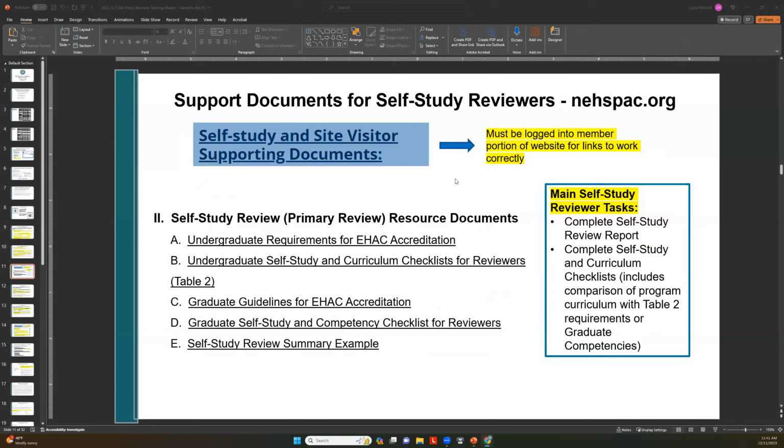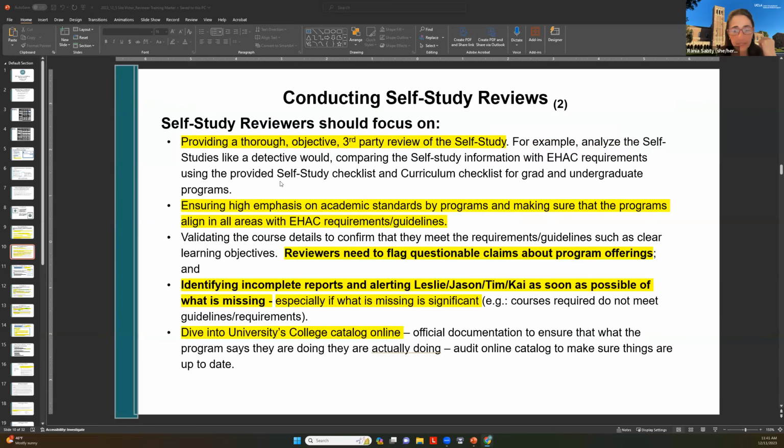Leslie? Yeah, I have a question. Sorry, Tim. Go ahead. So can you go back to the slide before, please, Leslie? Okay, so identify incomplete reports, especially if what's missing is significant, like courses required do not meet guidelines or requirements. To what degree is that something that we place in our table, right? Does not meet, and then we write about it. I'm a little confused as to what you mean by this sentence.